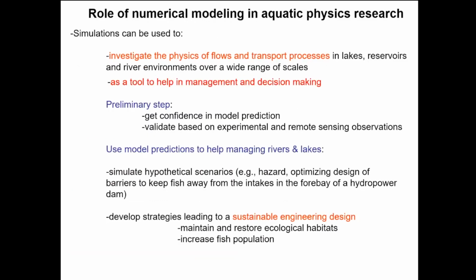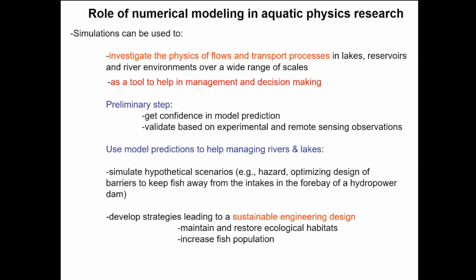A couple of words on the role of numerical modeling in aquatic physics research. Numerical simulations generally are used for two purposes. The main one is to investigate the physics of the flows and transport processes in rivers, lakes, and reservoirs over a wide range of scales. The other one is to use them as a tool to help in management and decision making.